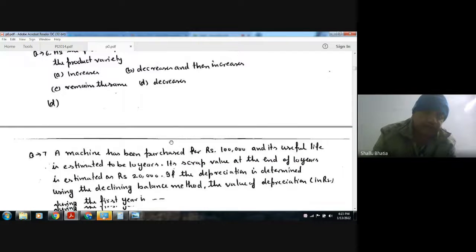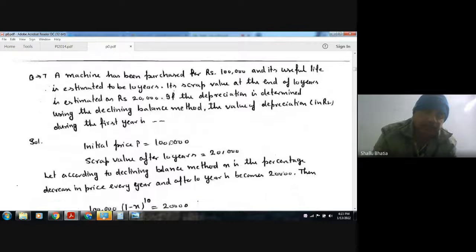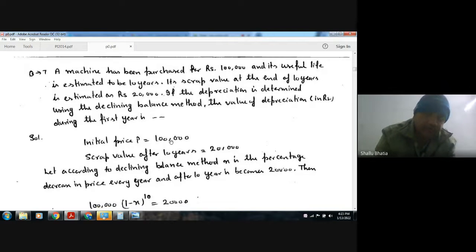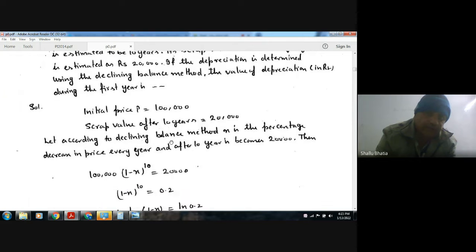Okay, next, a machine has been purchased for rupees 100,000 and its useful life is estimated to be 10 years. Its scrap value at the end of 10 years is estimated as rupees 20,000. If the depreciation is determined using the declining balance method, the value of depreciation in rupees during the first year. Okay, so the initial price is 100,000 and the scrap value is 20,000.